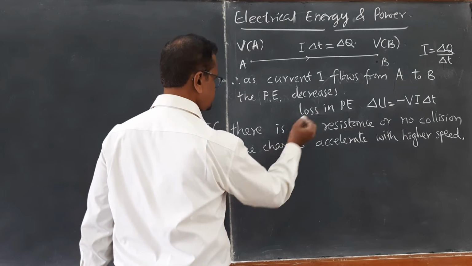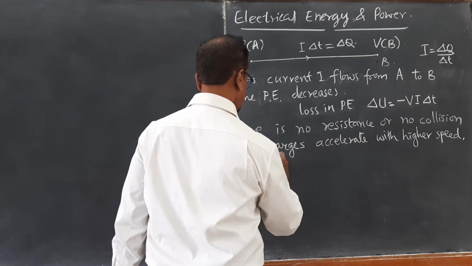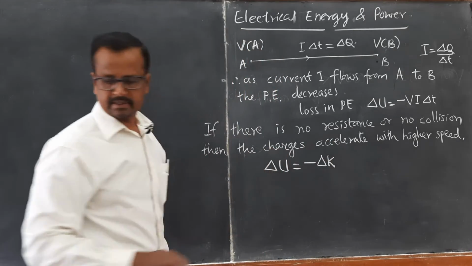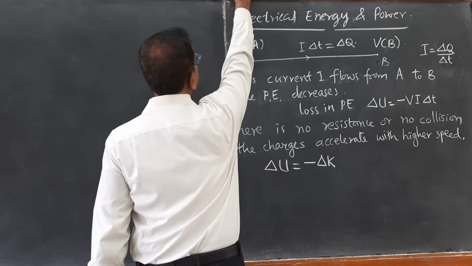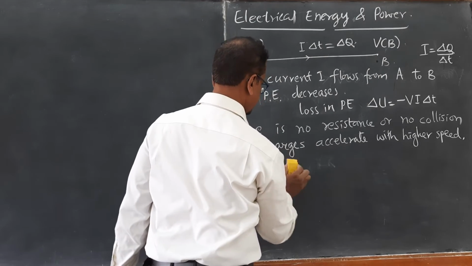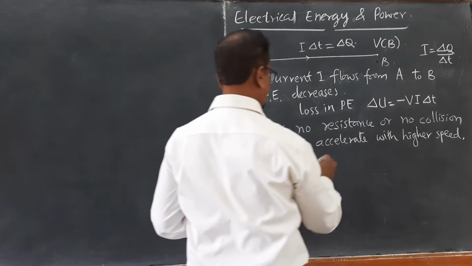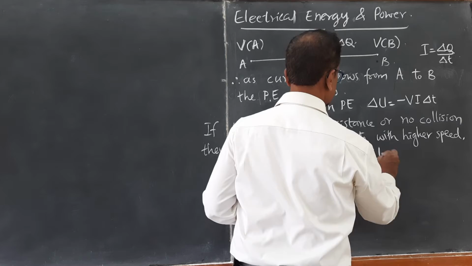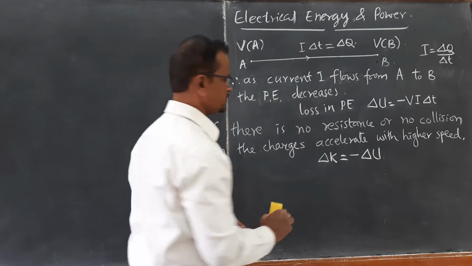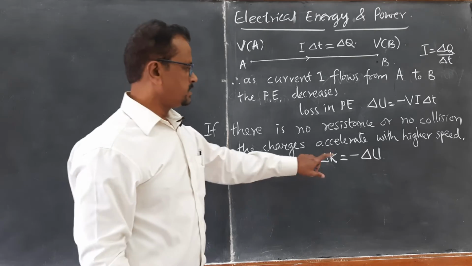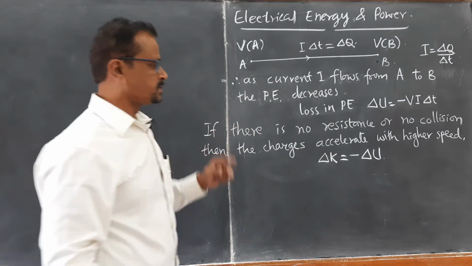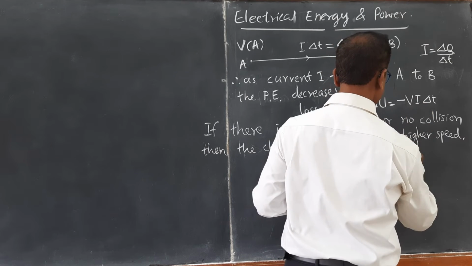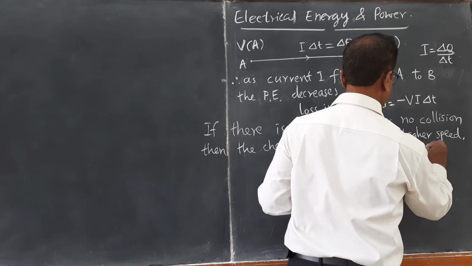Therefore, according to law of conservation of energy, delta U must be equal to minus of delta K, or vice versa. Delta K must be equal to minus of delta U. So, gain in kinetic energy must be equal to minus of, that is loss of potential energy. Loss of potential energy must be found in the form of gain in kinetic energy. So, that becomes minus of minus, that is VI delta T.